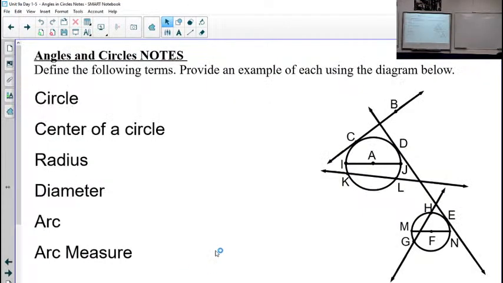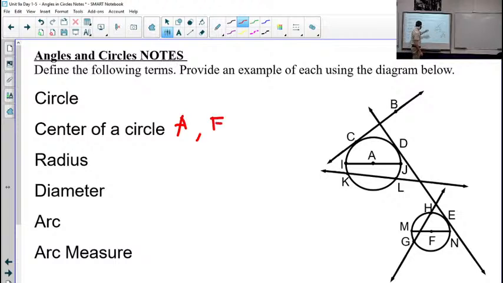When I go through it, I'm going to give an answer. There are multiple correct answers. For example, if I'm talking about center, since there are 2 circles there are 2 centers of the circle. Okay. There are 2 centers. We have this circle, its center is at A. This circle here, its center is at F. So there are 2 different answers you can put. I'll just put one example of each, but other answers may be correct as well.